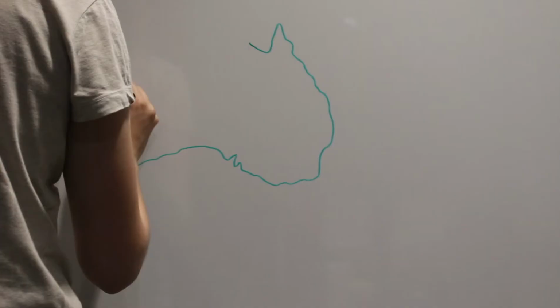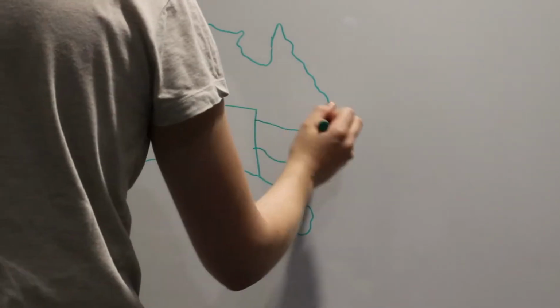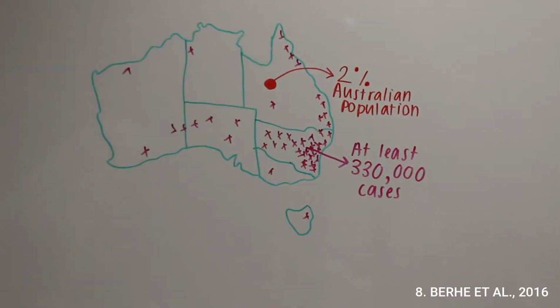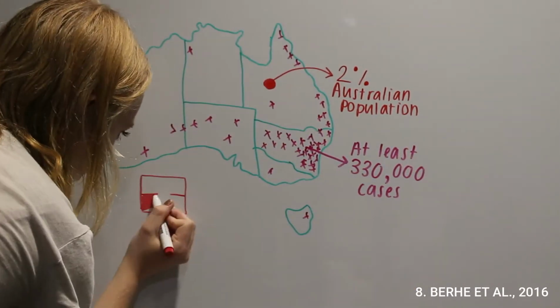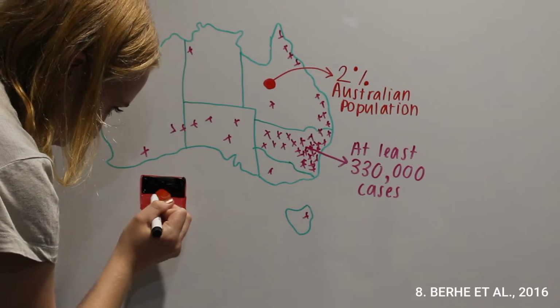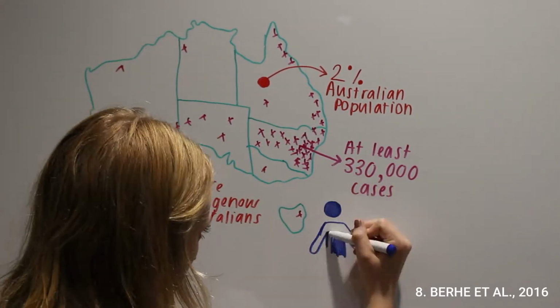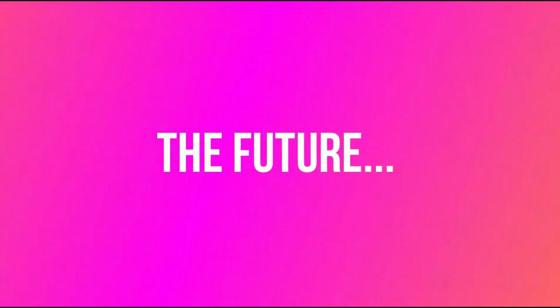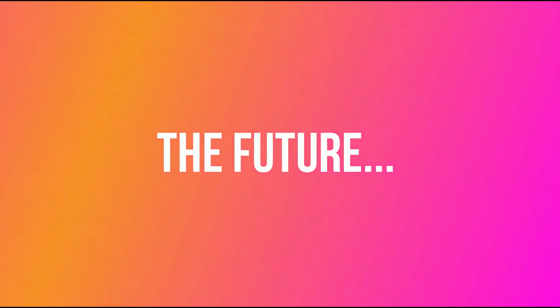A systematic review in 2016 revealed the prevalence of heart failure in Australia at around 2% of the total population, with at least 330,000 cases, with a notably higher prevalence in men and in the Indigenous population. But will this always be the case?